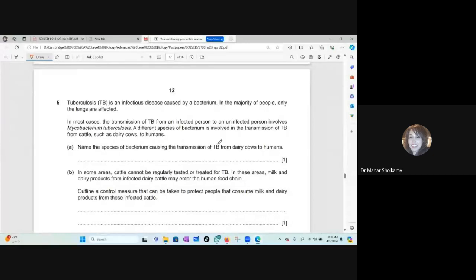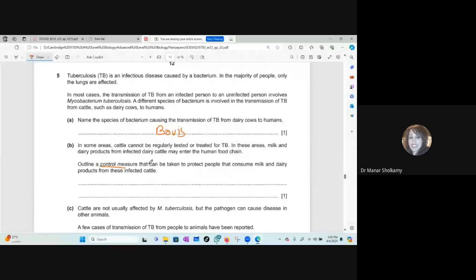Okay, name the species of bacterium causing the transmission of TB from dairy cows to humans. What's the other? Mycobacterium bovis. Bovis. Yes, the bovis one. Okay. Outline a control measure that can be taken to protect people that consume milk and dairy products from these infected cattle. How can you protect yourself from infected milk and infected meat? This is also easy. Pasteurization. Yes, very good. Heat, pasteurization, cook well and heat and pasteurize.